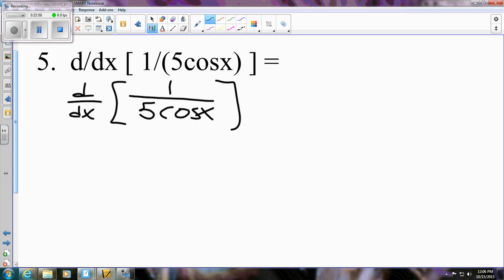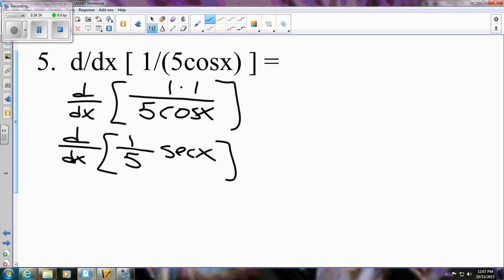Number 5. Do we still have to use the quotient rule? No. Is there any way you could just have a constant multiplier? Like 1/5 what? Because remember, you can think of your 1 as being 1 times 1, right? So you're really taking the derivative of 1/5. Remember, don't change the number. But the 1 over cosine x, that's just secant. It's the reciprocal of secant.